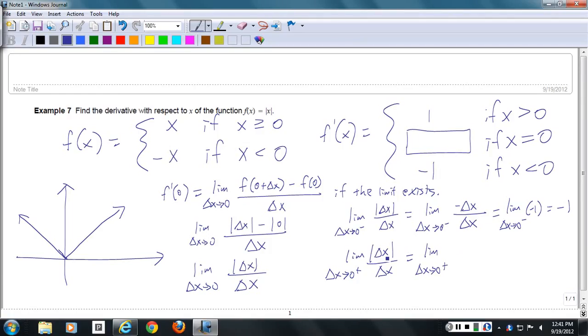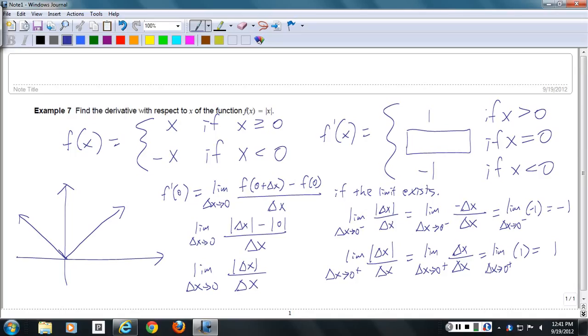Now, delta x is a little bit to the right of 0, so it's positive. So the absolute value of a positive number is just that number. So we lose the absolute value bars and write delta x. So this is the limit as delta x approaches 0 from the right of +1, which is +1.